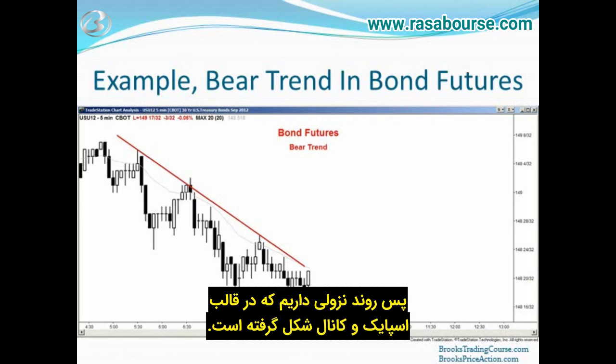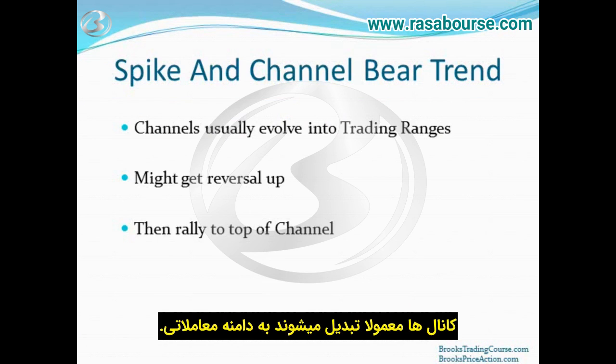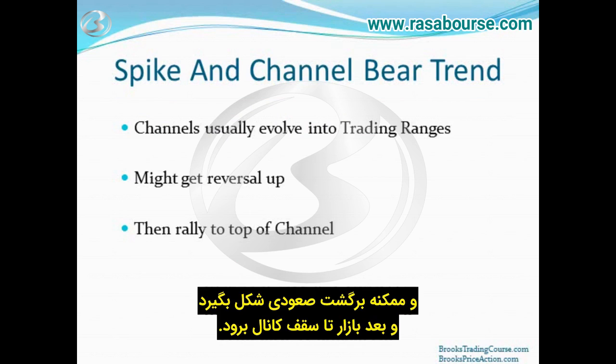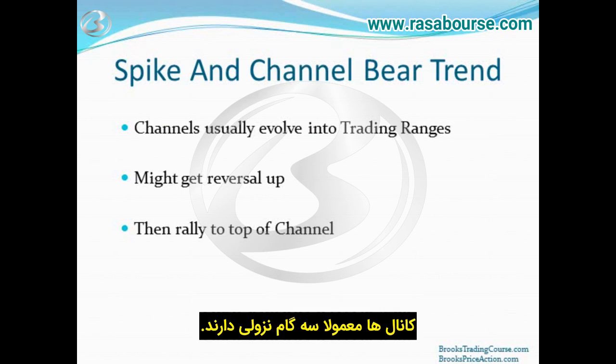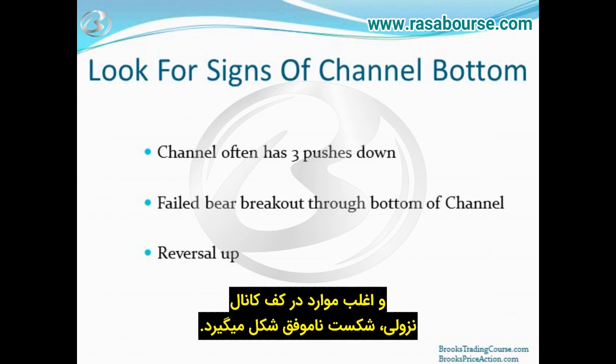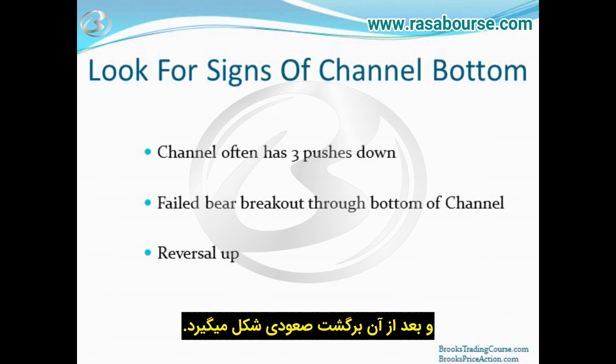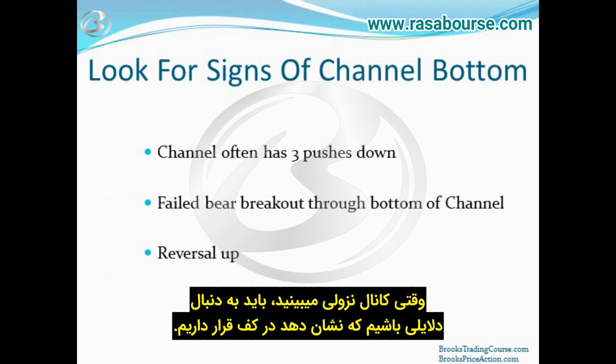Alright, so spike in channel, bear trend. Channels usually evolve into trading ranges, and you might get a reversal up, and the rally may go all the way to the top of the channel. Channels often have 3 pushes down, and there's often a failed bear breakout through the bottom of the bear channel, followed by a reversal up. You've got to be looking for signs of a bottom whenever you see a bear channel.